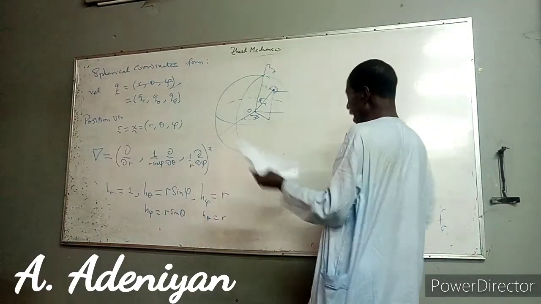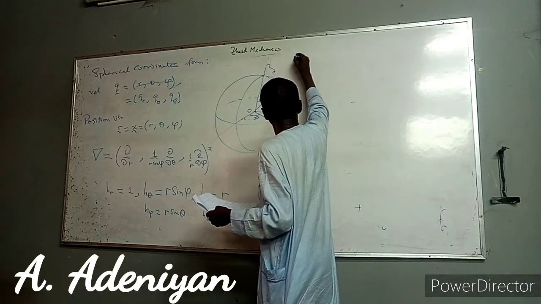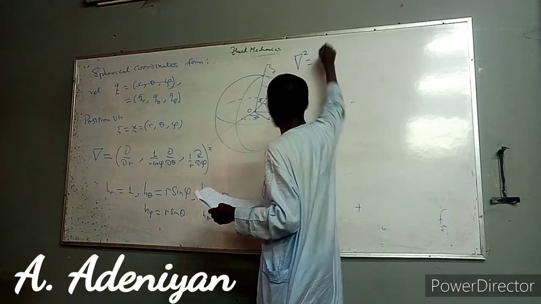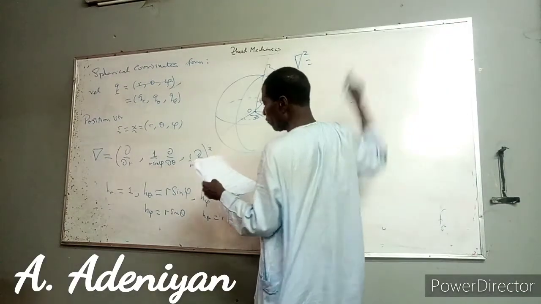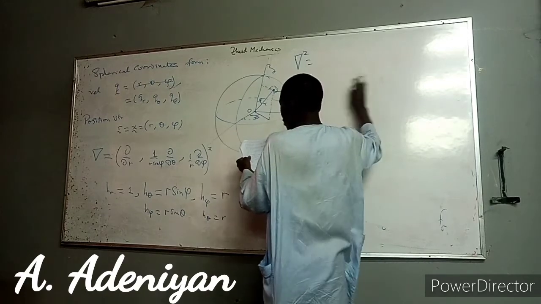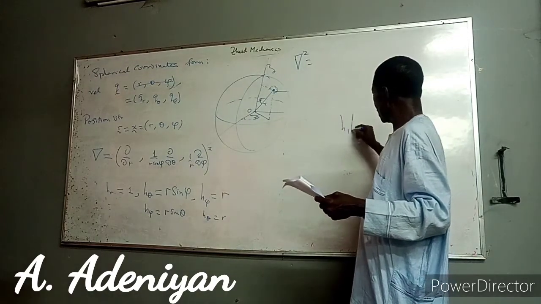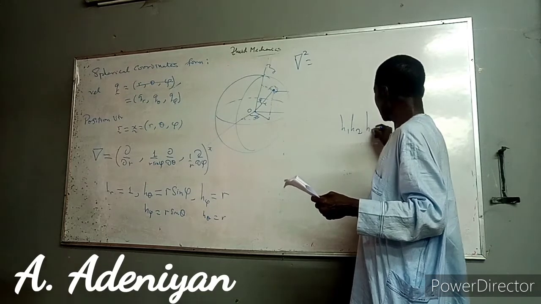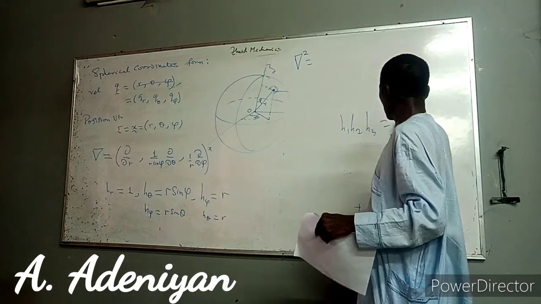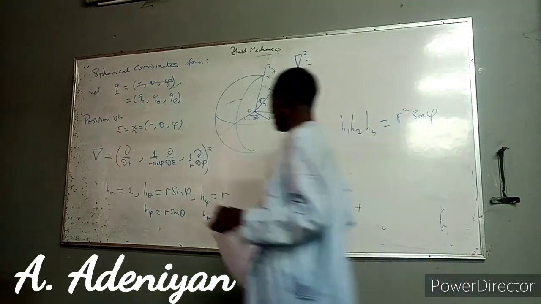So del squared also, to follow that transformation, is 1 over h1 h2 h3. If you multiply and simplify, open the bracket. Of course, h1 h2 h3 under this situation will be r squared sine phi. Multiply them.